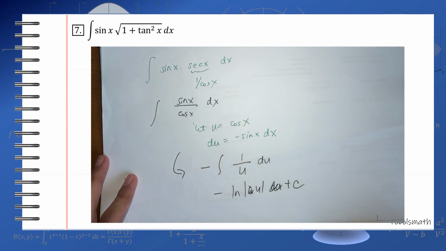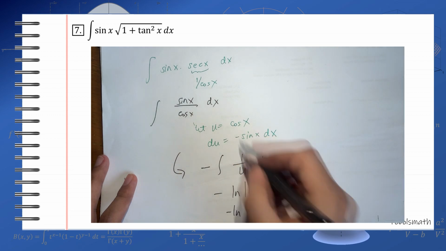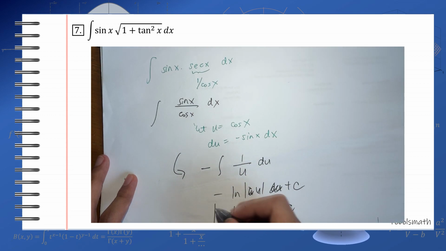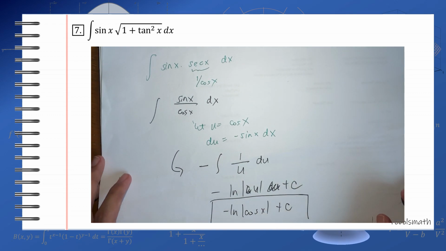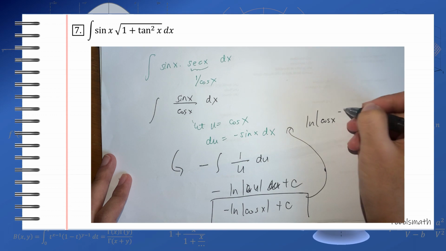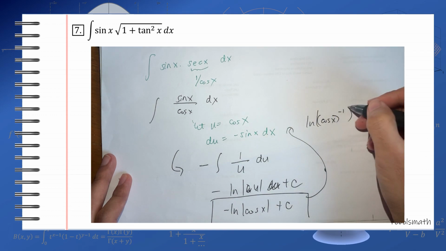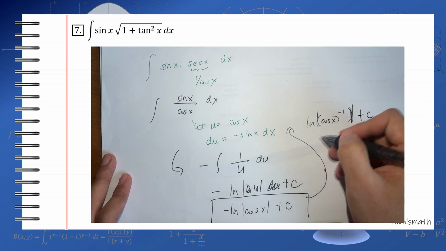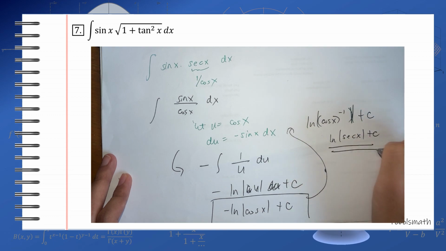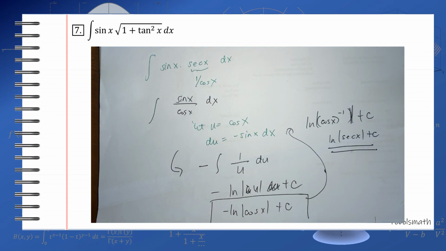Plus c. So this is equal to negative ln of u, where u is cosine x, so this is the absolute value of cosine x plus c. Alternatively, you can write this as ln of cosine x to the negative 1 plus c, which is cosine to the negative 1, that is secant x. So you can also write it this way. Both should be accepted.